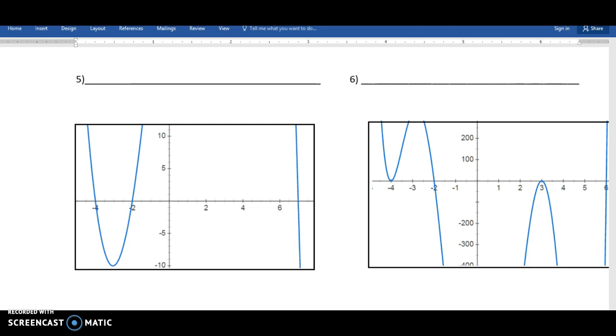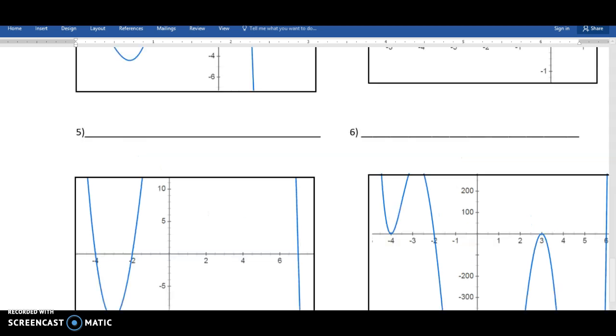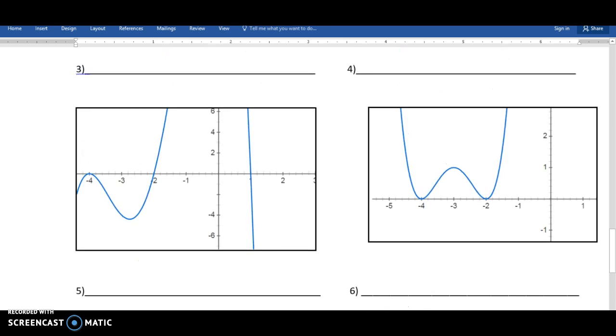Number 5 is negative. Good. Because it's top, bottom. It's down the hill. Well, it's number 3. Number 3 is negative. Down. Bottom.